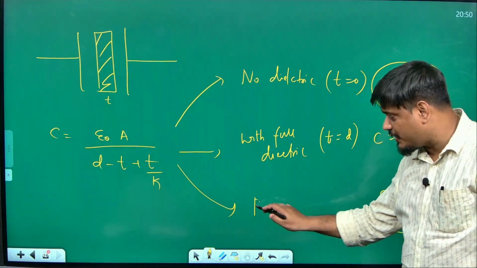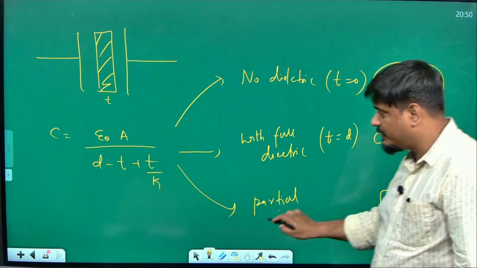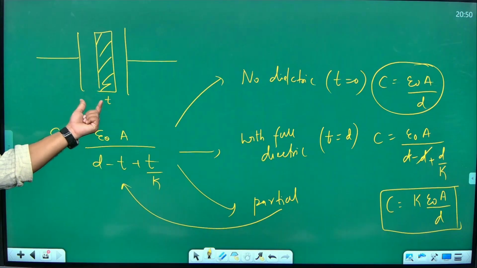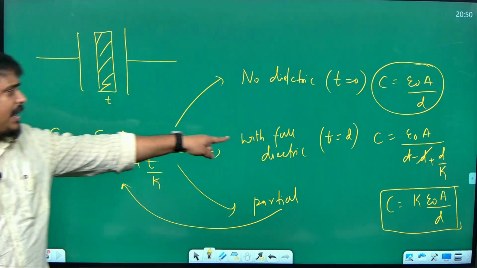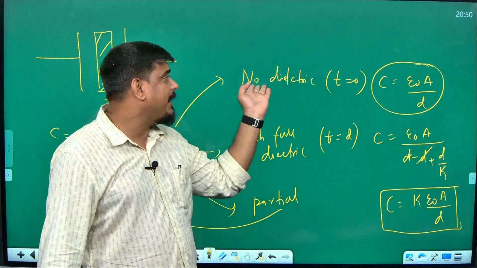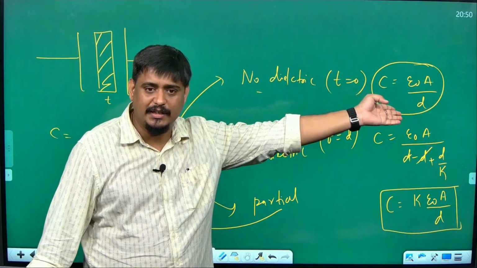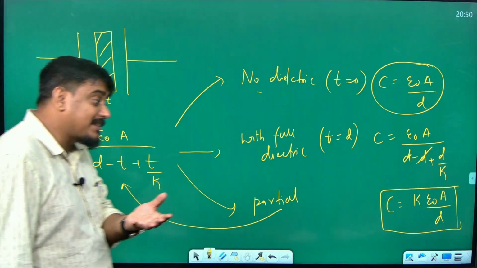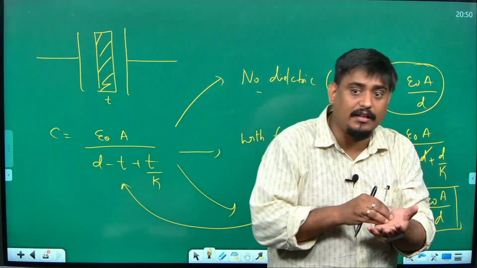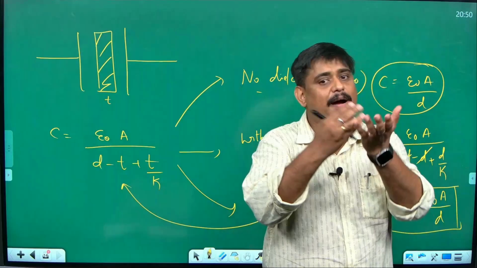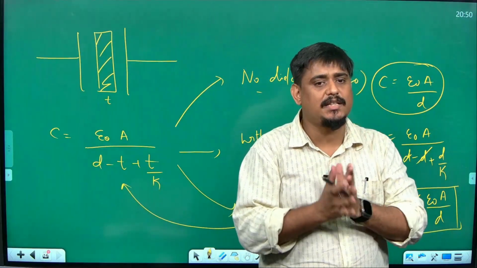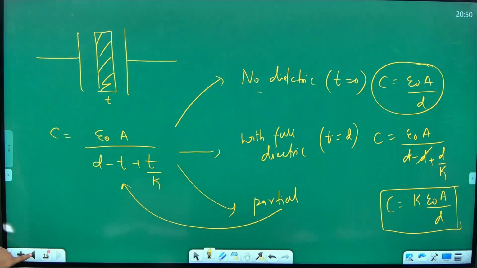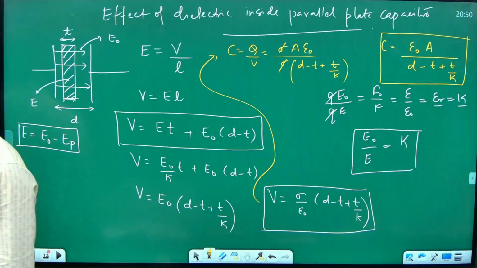And if it is partial dielectric, then the formula remains the same. So if you have some dielectric thickness given, use this formula. If it is fully filled dielectric, use this formula. If it is empty, use this formula. Are you getting? That's why I told you, if you remember this formula, you can find the capacitance of a parallel plate capacitor without dielectric, with fully filled dielectric and with partially filled dielectric. Is it clear to you? Important for the board examination. Okay? If okay, please copy it fast.